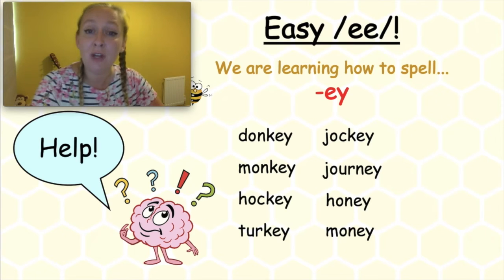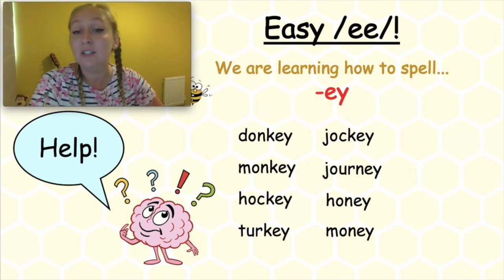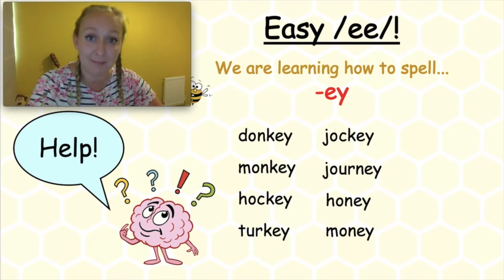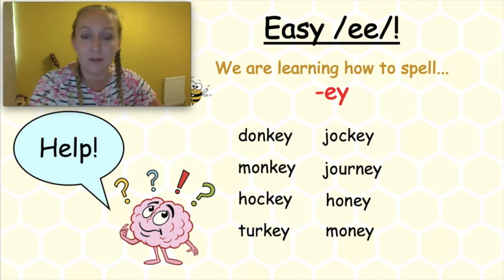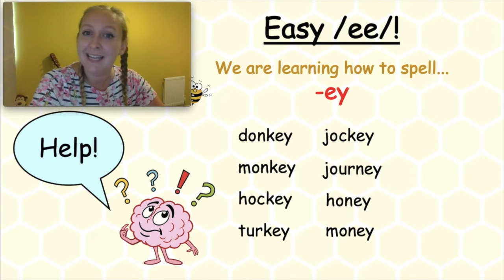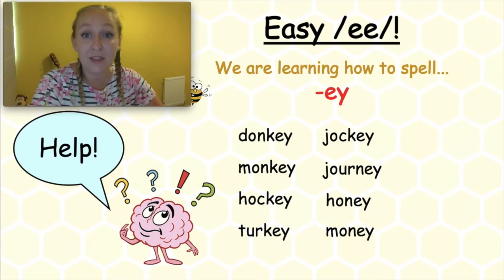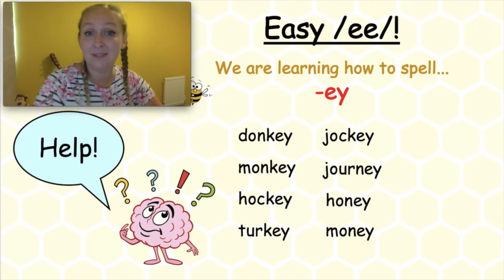So, have a look at these words. We've got donkey, monkey, hockey, turkey, jockey, journey, honey, and money. What I want you to do is to have a really close look at these words. Can you spot any hidden words within the words? Have you got an idea?